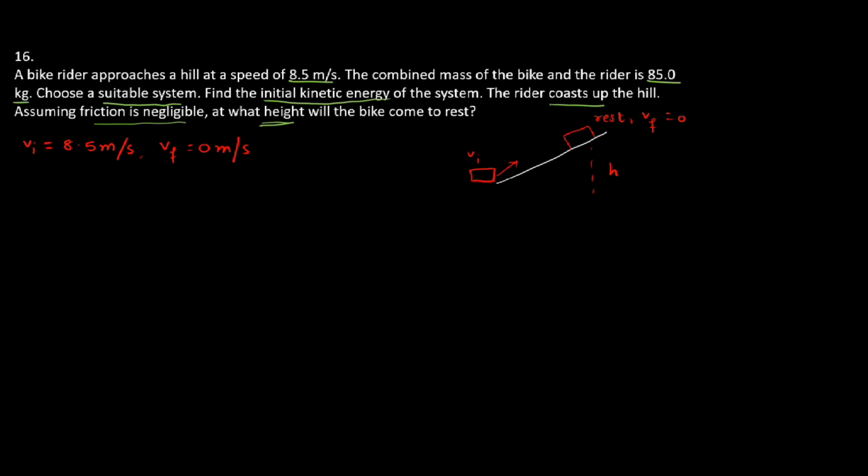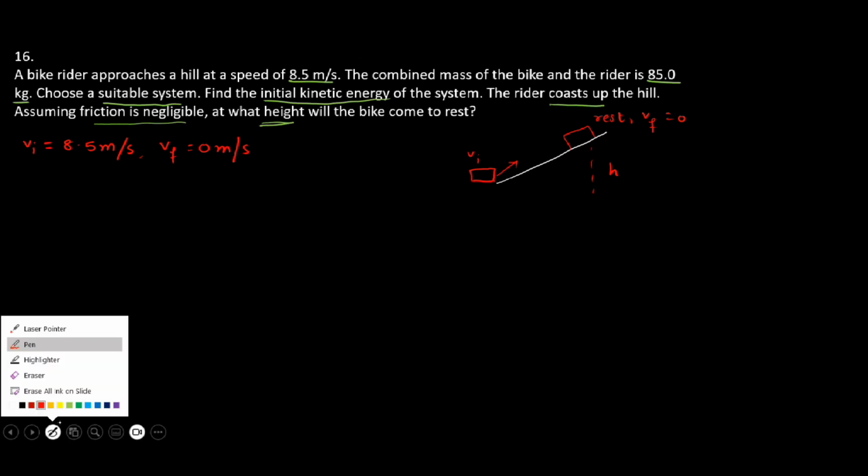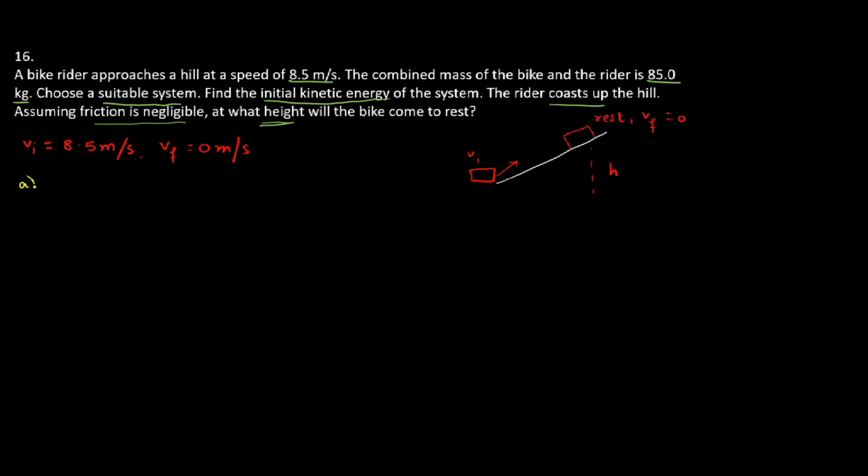First part of the question is asking you to choose a suitable system. So my suitable system here in the first part, I will call this part A, will be the earth, the rider, and the bike, because all interactions are happening between these three things. So these are the three things which I will choose to be my system.